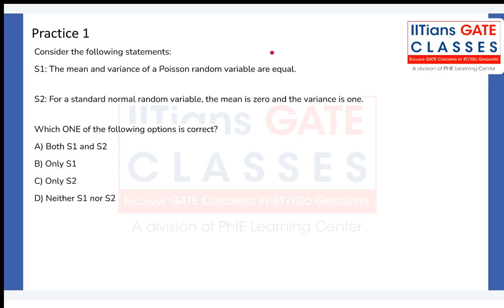Okay, answer. So mean and variance of a Poisson random variable is actually the same, right? It's a fact. For a standard normal distribution, the mean is 0 and the variance is 1. That's why it's called a standard normal distribution, because you apply a standardization procedure to get mean 0 and variance 1.